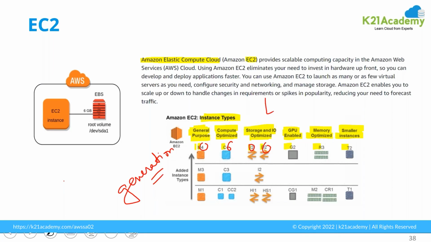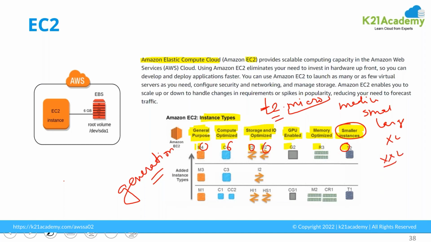So as I said, if you launch a T2 micro machine in a free tier, it falls under the free tier limit. It is nothing but a smaller instance of T family, second generation, and this is the size of the machine. Amazon has given the names just like the sizes of clothes: micro, medium, small, large, extra large. This is how Amazon has given the names. So it has been created for the layman. These are the types of the machines that you can launch in the cloud.